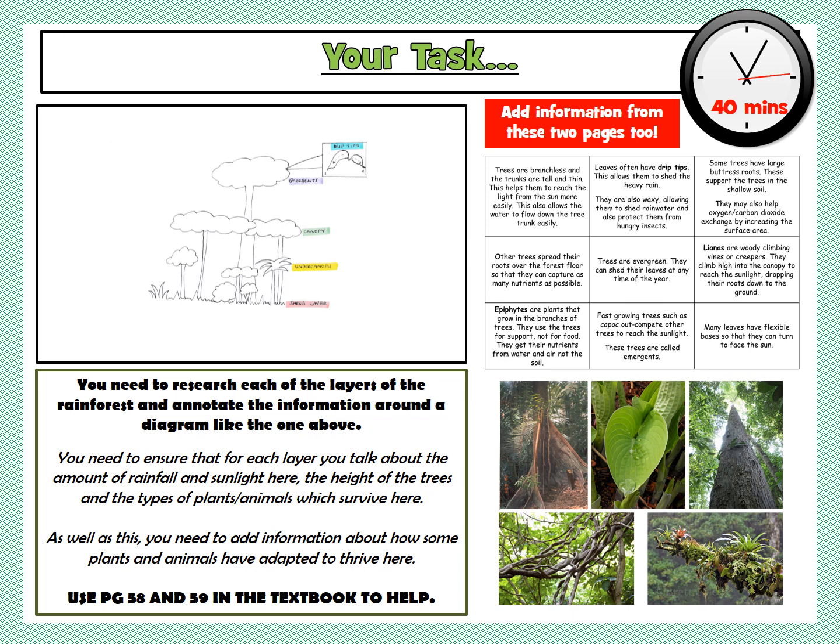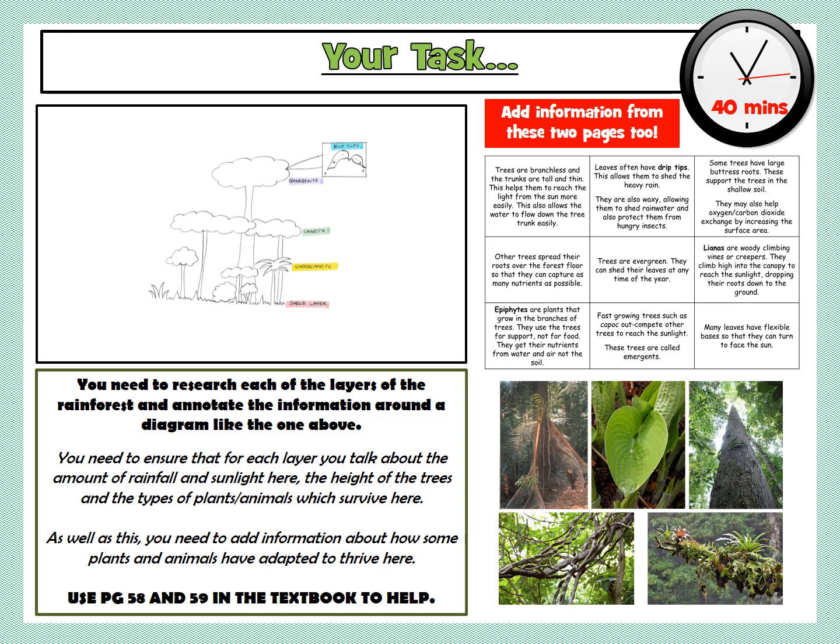So, as I said, what I need you to do with that information, as well as the information from the textbook and from the two pages of information you'll find on the right hand side, I need you to create something similar to the beautiful diagram that's in the box there, and I would like you to annotate it with information about each of the 4 layers of the rainforest.